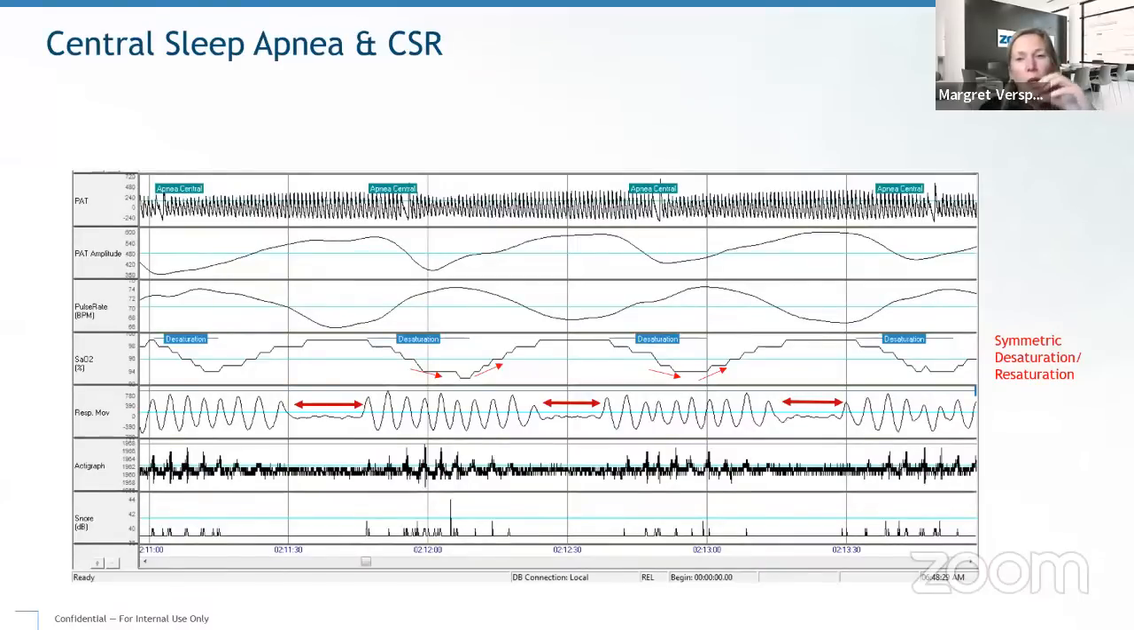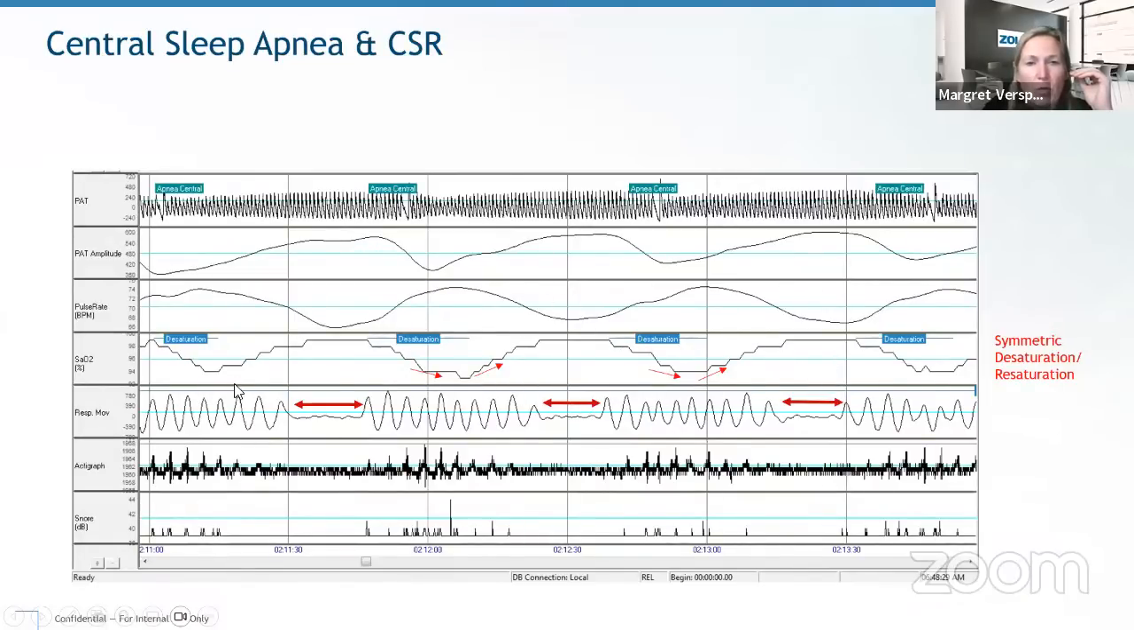So here we see raw data. Again, PAT signal, PAT amplitude, reflection of the PAT signal. We're looking here at a 2-minute window. We see here the PAT amplitude. So it goes out. Here we see the arousals. We see the arousal is at the nadir of the desaturation and in the middle of the hyperpnea phase. This is typical for Cheyne-Stokes respiration. So we see the very symmetric desaturation and resaturation pattern.